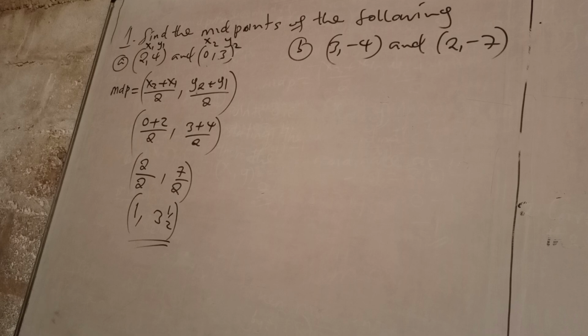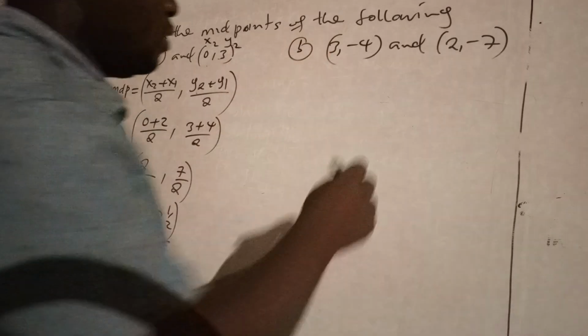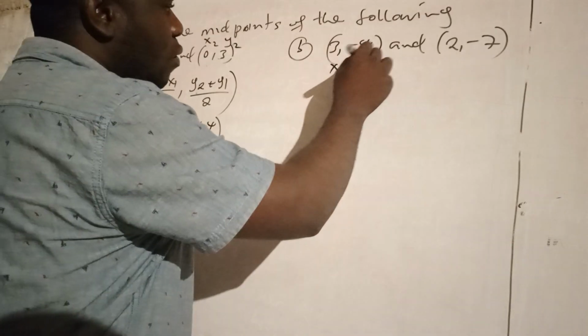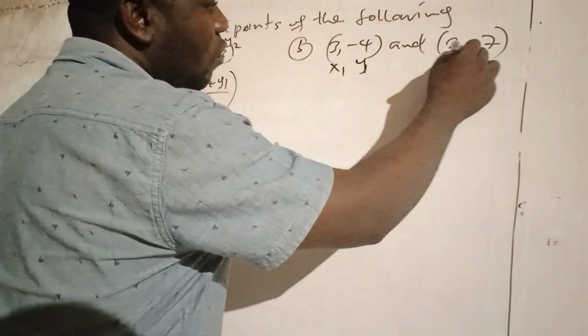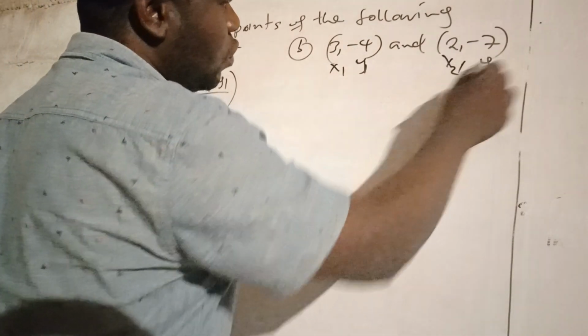Then I'll go to question part B. Part B, as you can see again, I'll say (x, y). So (1, 1), again (x, y), then 2 here.